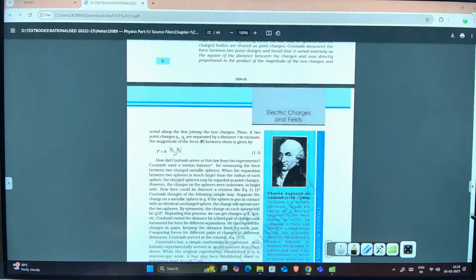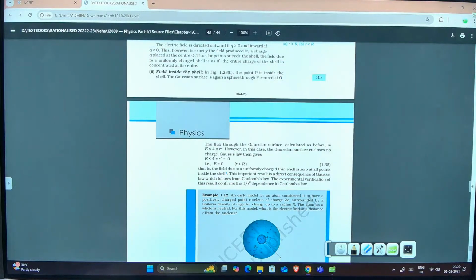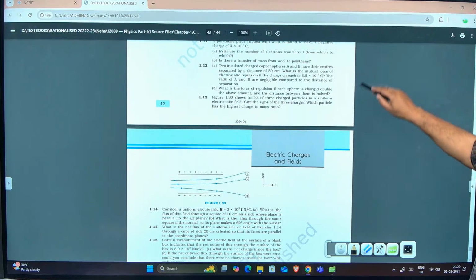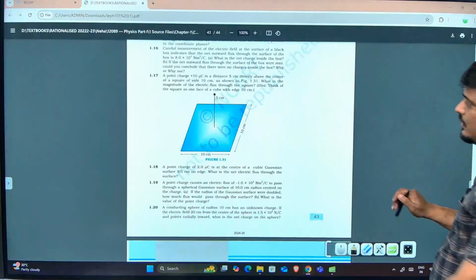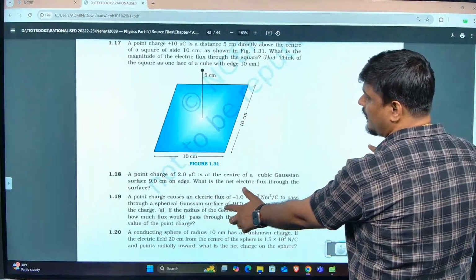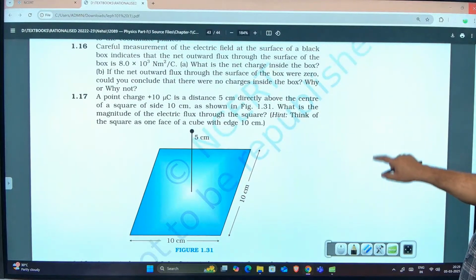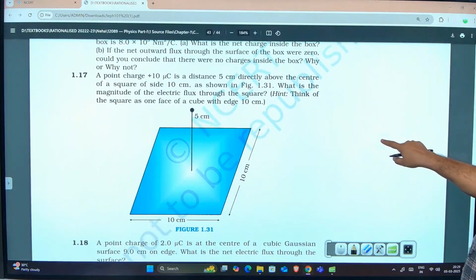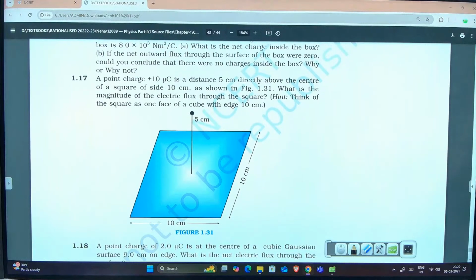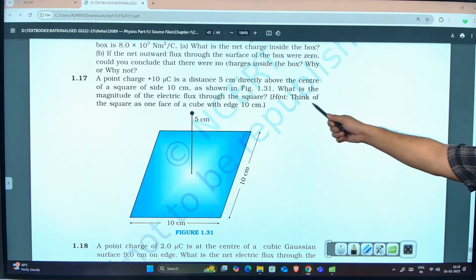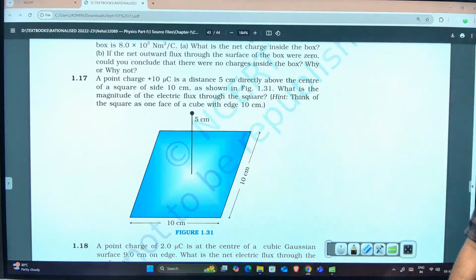This is the question. Those who don't have the book can refer to the screen and you can see this is the question. Now, see how they gave the question. Without teaching you this concept, they have given the question in the NCERT book. They have given a hint: think of the square as one of the face of the cube. That is the hint they gave. But I taught the concept itself to you fully.